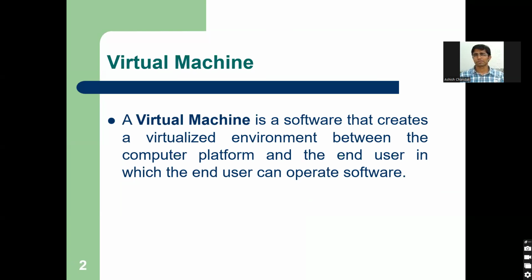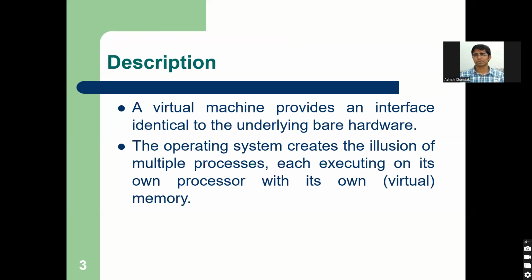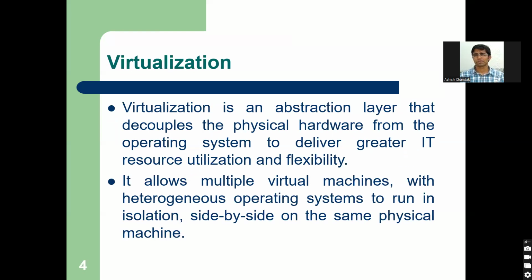So it is nothing but software, and you can run n number of software even if sufficient space is not available. So virtual machine provides you an interface identical to bare hardware. So you will think that it is hardware, but actually it is virtual. The operating system creates an illusion of multiple processes, so you can run multiple processes on the same processor. So that is the beauty of virtual machine.